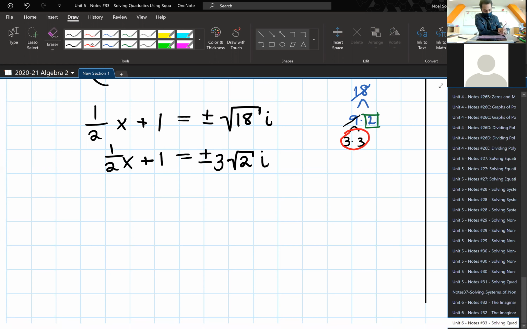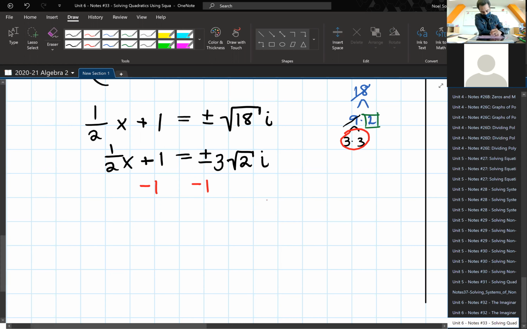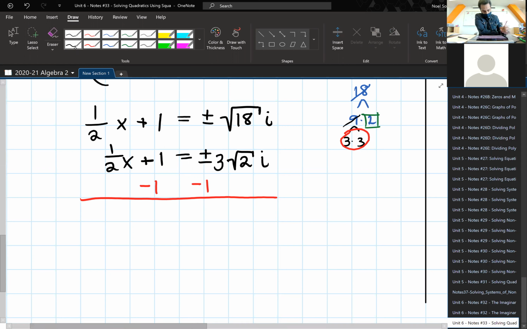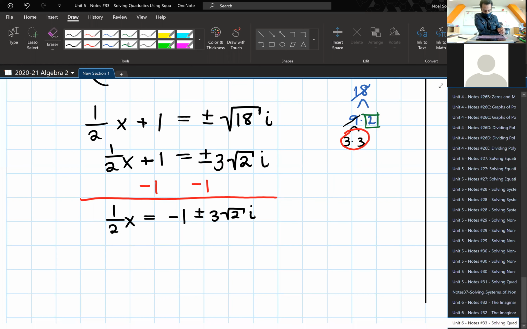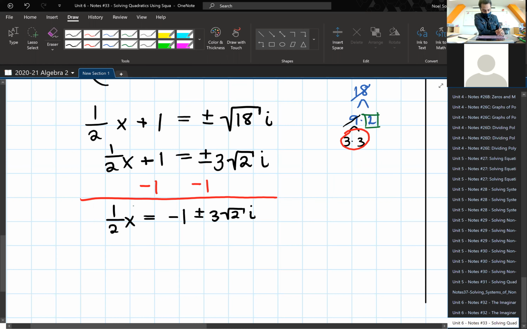You still solve for x. So we would subtract 1 on both sides. And what we have is 1/2 x is equal to negative 1 plus or minus 3 root 2 i. And then I need to find a way to get rid of this 1/2. What could I do to both sides to help me get rid of this 1/2? Yeah, we can multiply by 2, right? Multiply everything by 2.